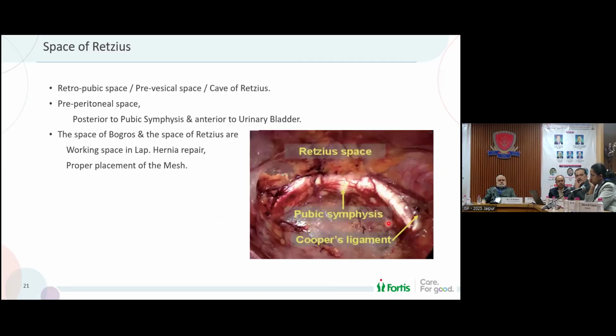It is continuous medially with the space of Retzius, which is a retropubic space or prevesical space. We also call it the cave of Retzius. It's posterior to the pubic symphysis and anterior to the urinary bladder. The space of Bogros and the space of Retzius are the working spaces in laparoscopic hernia repair. For proper placement of the mesh, you need to dissect both these spaces very well.